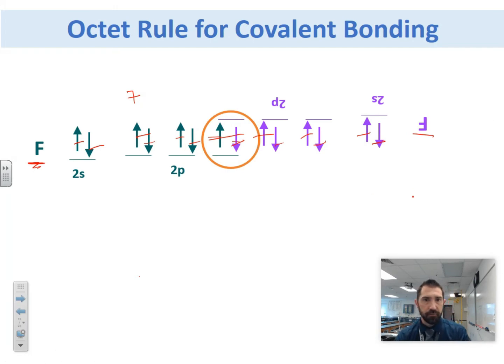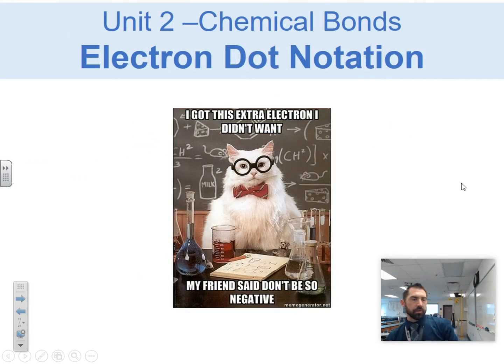So there's some important stuff here in terms of octet. We're going to continue to refer to that. But what the next set of brief notes will be is how do we show these valence electrons. Okay, so let's move on to something called electron dot notation. It's really not too bad. We'll get through it pretty quick here.